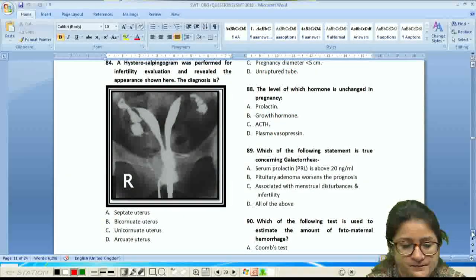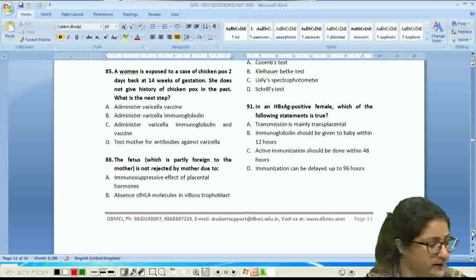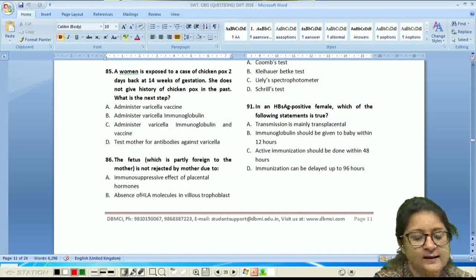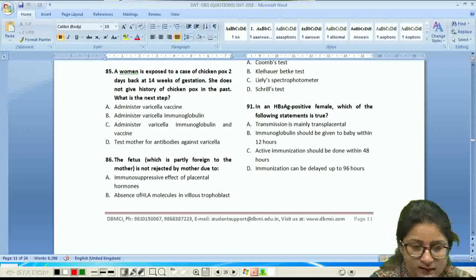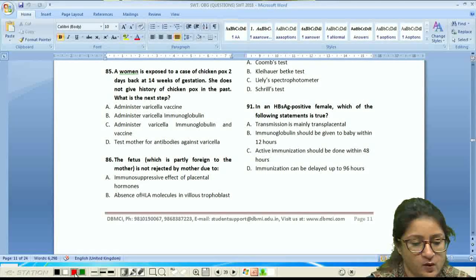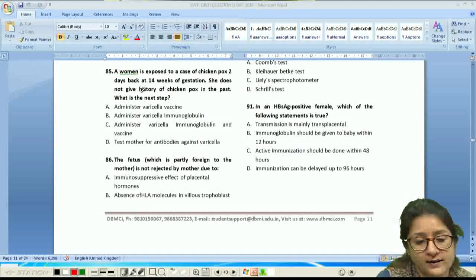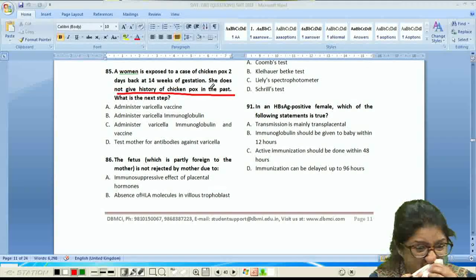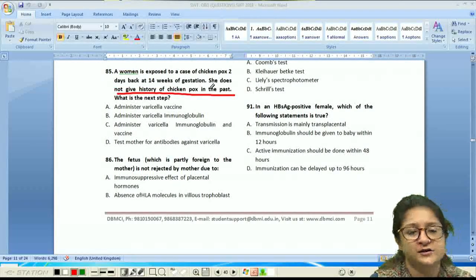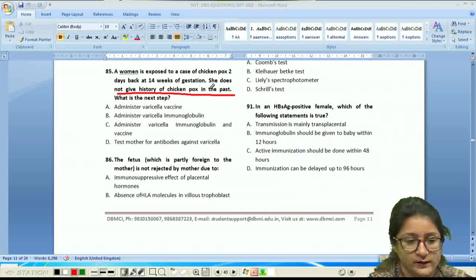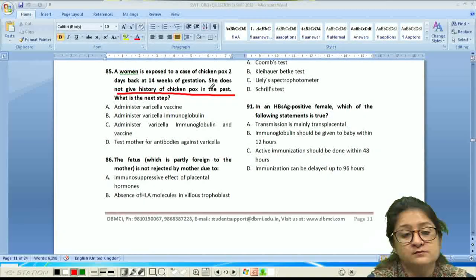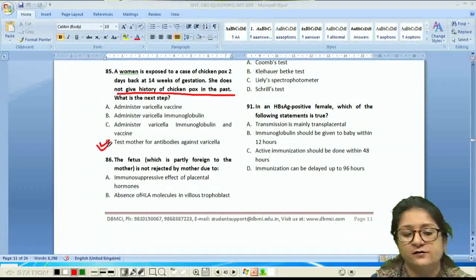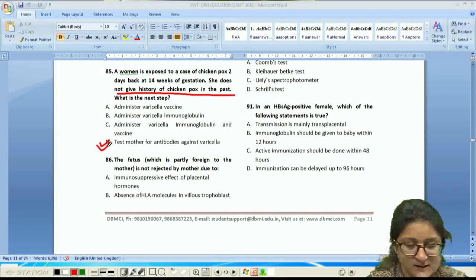Moving on to the next question. All right. Now, a woman is exposed to a case of chickenpox 2 days back at 14 weeks of gestation. She does not give history of chickenpox in the past. Now, even though the woman does not give a history of chickenpox in the past, it does not mean that she is susceptible. Why? Because there are times when she could have had the chickenpox infection, but she might have been asymptomatic with it. Therefore, in this case, we have to determine whether she is susceptible or not susceptible. For that, we need to test the mother for antibodies against varicella. That is why this is the answer.